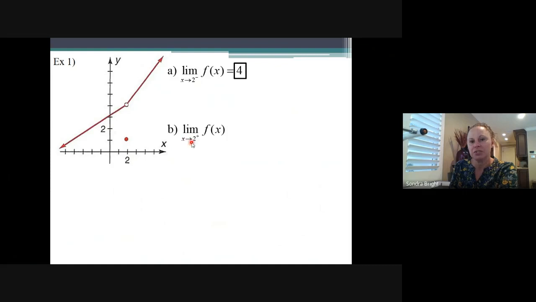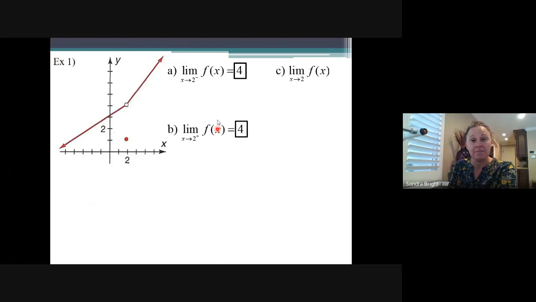Now how about, what's the limit as x approaches 2 from the right? If you're approaching from the right, it means you're traveling left. So you're coming from these x values over here, way up here, and you're going down, down, down, and you're getting closer and closer to 2. And what is the y value? Oh, it's also 4. Nice.